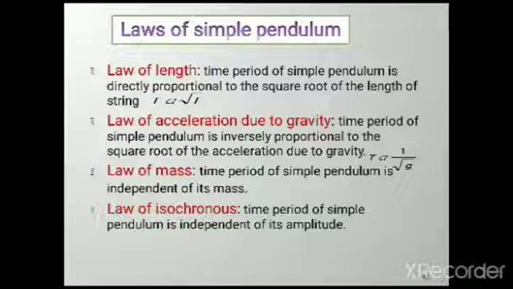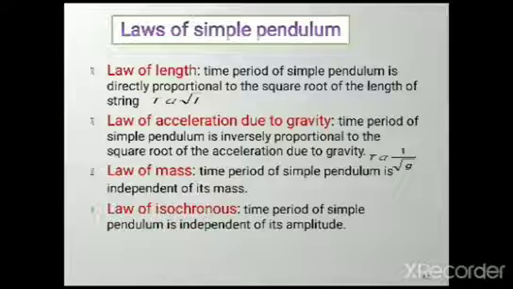The first law, the law of length, states that the time period of a simple pendulum is directly proportional to the square root of the length of the string. That is, T is directly proportional to √L. The law of gravitational acceleration states that the time period of a simple pendulum is inversely proportional to the square root of acceleration due to gravity. It means that T is directly proportional to 1/√g.